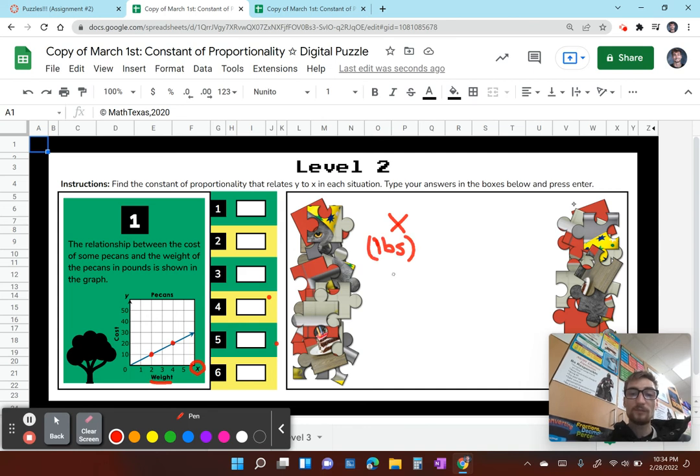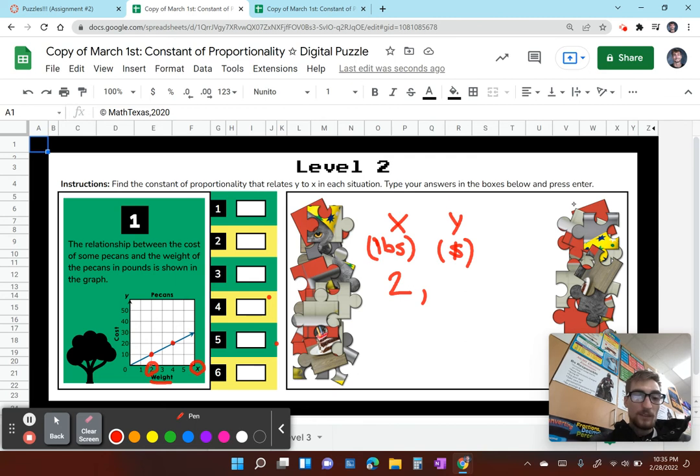And this first point is right above the 2 on my x. So my x is going to be 2 pounds. And then I have my y value for that point, and that's going to be the cost. So that's going to be in dollars.